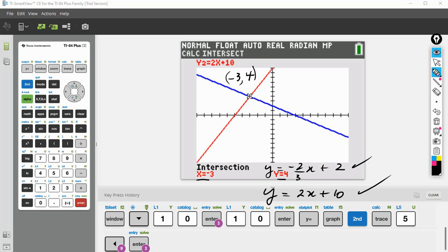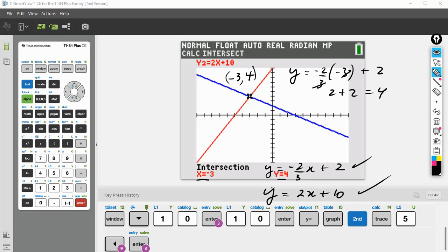And we can test if this actually works, because -3 is your x value and it should give you a y value of 4. So let's test it to see if this is the actual solution. So for the first equation, y is equal to -2/3 times x, which is -3, plus 2. So if this is correct, we should get 4. And notice that this and this cancel out, but this is negative and so is this. So we're going to get 2 plus 2, and that equals 4. So it works for the first equation.